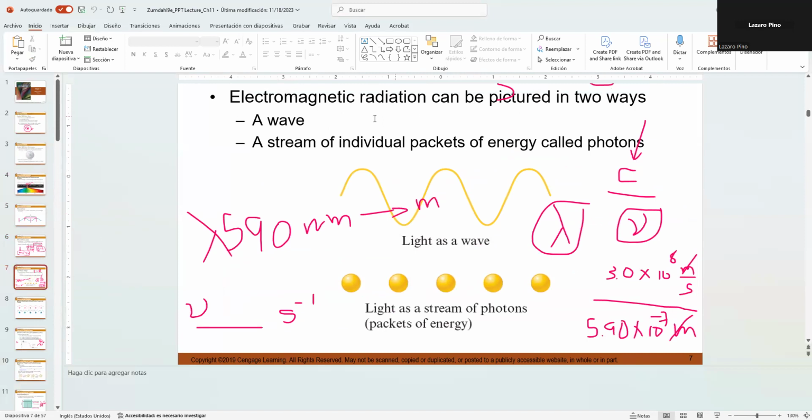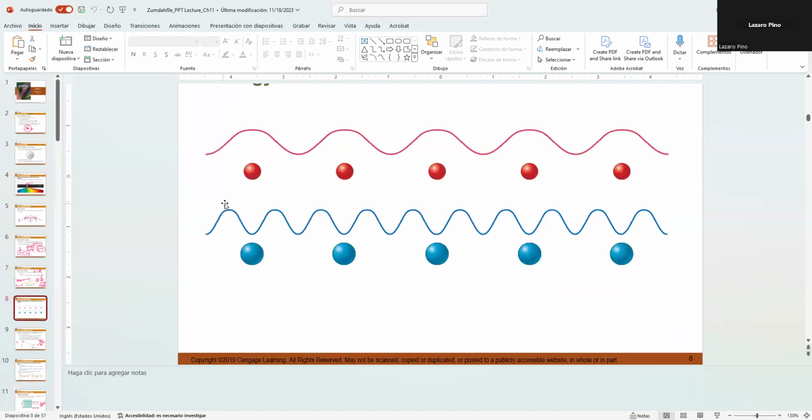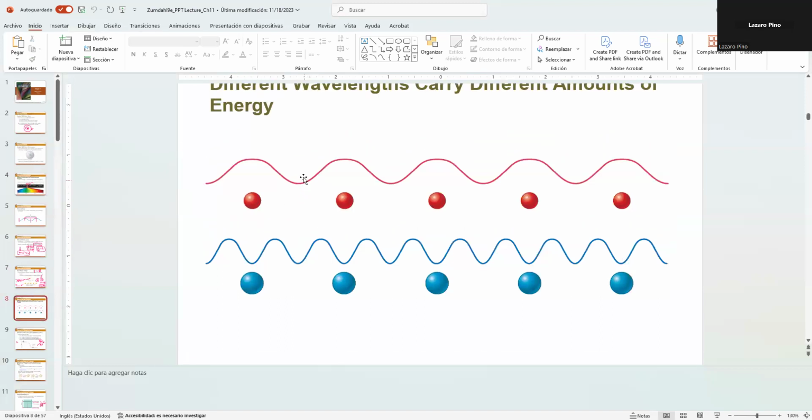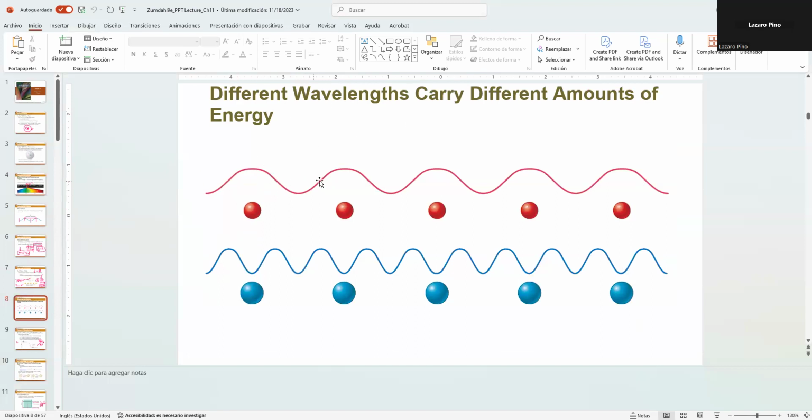Well, we can picture an electromagnetic radiation, as I told you before, as a wave or as a stream of individual packets of energy that are called photons. Then you have a dual behavior of light as a wave or as particles. Here you can observe that the energy of the wave is different according to the wavelength and the frequency. We can find out the energy of a wave.